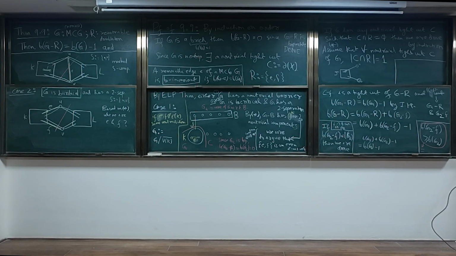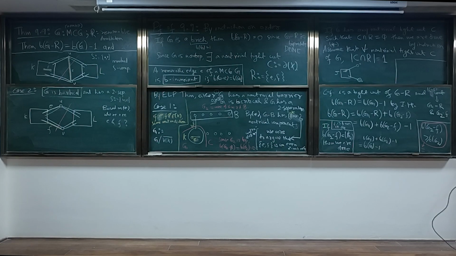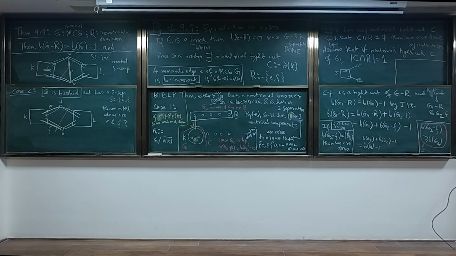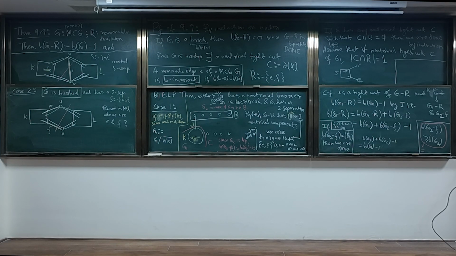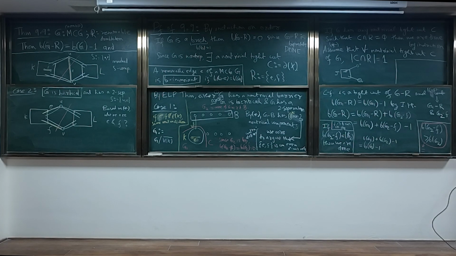In a two separation, when the two vertices are adjacent, that edge is always removable. You mean in any two separation? Yeah, in any two separation. In any two separation, if the two vertices are adjacent, then the edge joining them is always removable.